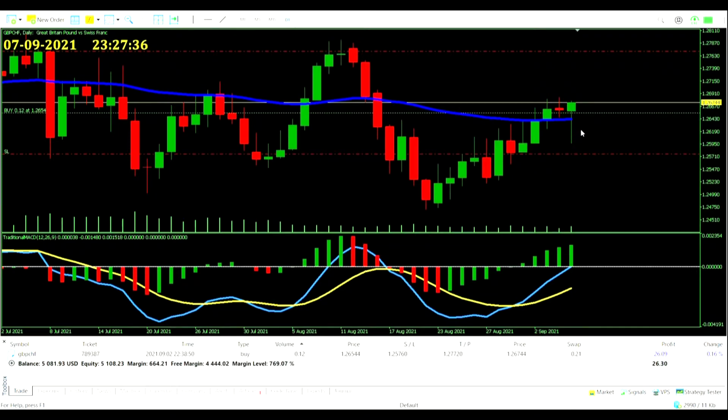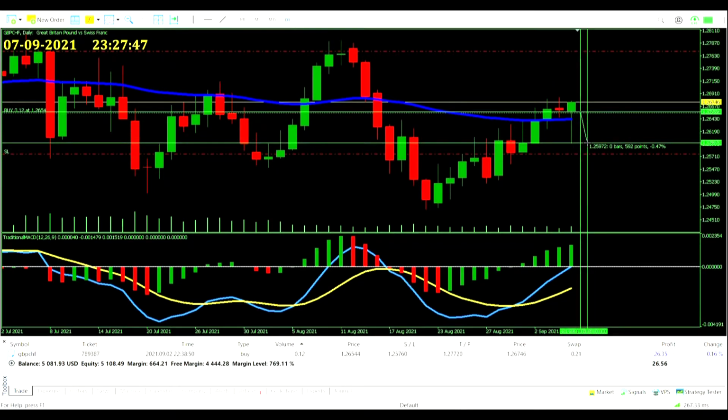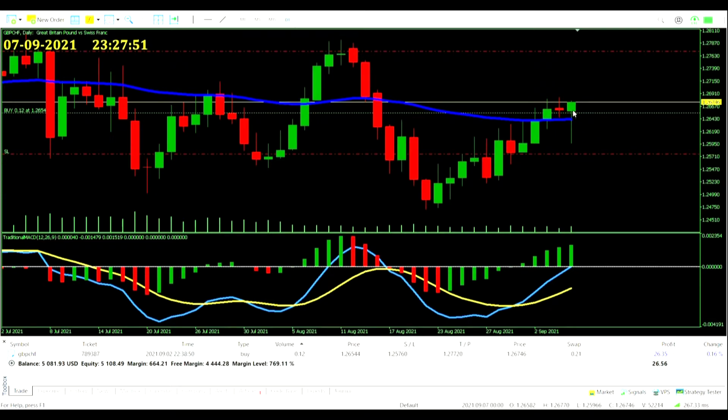Looks like it was a bit of a wild day for our Great British Pound Swiss franc trade here. Opened here, came all the way down. So in fact, it lost 59 pips to its lowest point before coming all the way back up and now just about into daily highs. This is why we do give it a bit of room to move. Would have had to end the trade if it closed below this moving average here. So our trade's still $25 in profit.